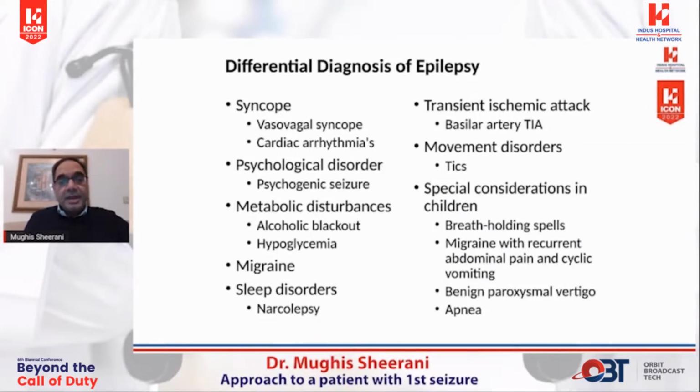Psychogenic disorders, alcoholic blackouts or alcohol withdrawal seizures, migraines can sometimes mimic seizure-like episodes but are associated with severe headaches. Transient ischemic attacks like basilar artery transient ischemic attack can cause loss of consciousness and seizure-like episodes. Movement disorders in children, particularly tics and Tourette syndrome, can look like seizures, and there are movements which can almost mimic seizures, so they have to be differentiated from first episode of a seizure. In young children, breath holding spells, benign positional vertigo, and apnea episodes can look like seizures.